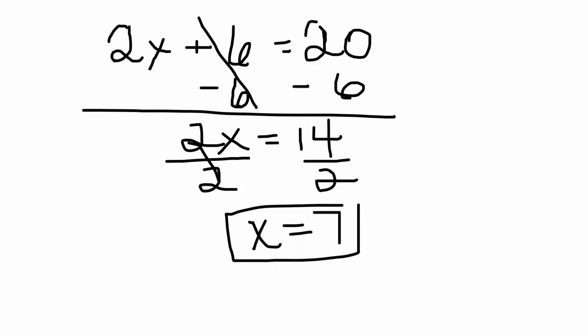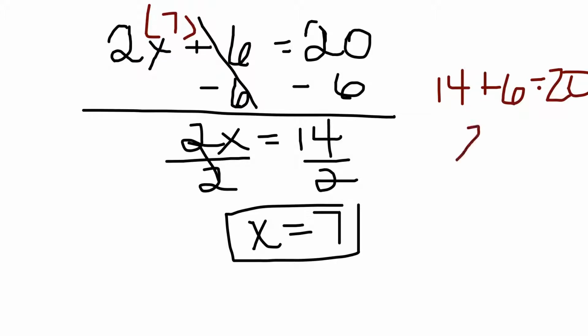Now remember, you can always check yourself, and I could check myself by plugging 7 back in for x, and I get 2 times 7, which is 14, plus 6, does that equal 20, and 20 equals 20, so I know that it works. Okay, let's try another one.